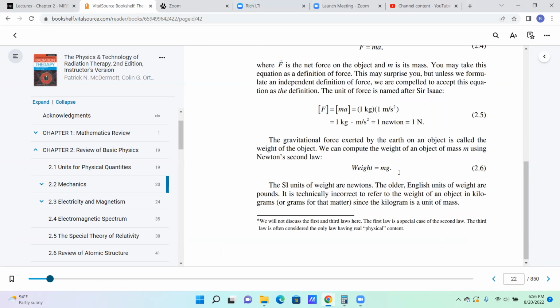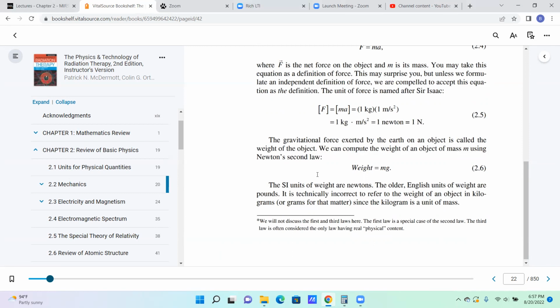Now remember that the weight is going to be different from the mass. If you were to take an object on the Earth, it may weigh 10 pounds, but if you move it out into space, it may weigh nothing or close to nothing, but it will still contain whatever that equivalent amount of mass happens to be. So weight and mass are two different things.